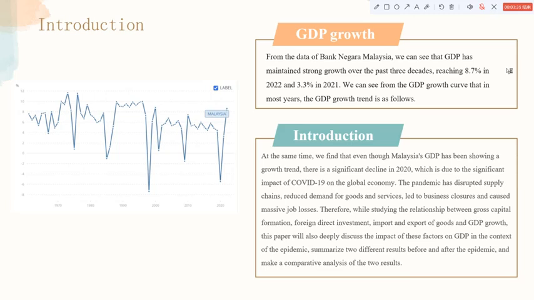job loss. Therefore, we're studying the relationship between gross capital formation, foreign direct investment, import and export of goods, and GDP growth. This paper will also deeply discuss the impact of these factors on GDP in the context of the epidemic. Summarize 2 different results before and after the epidemic and make a comparative analysis of the 2 results.